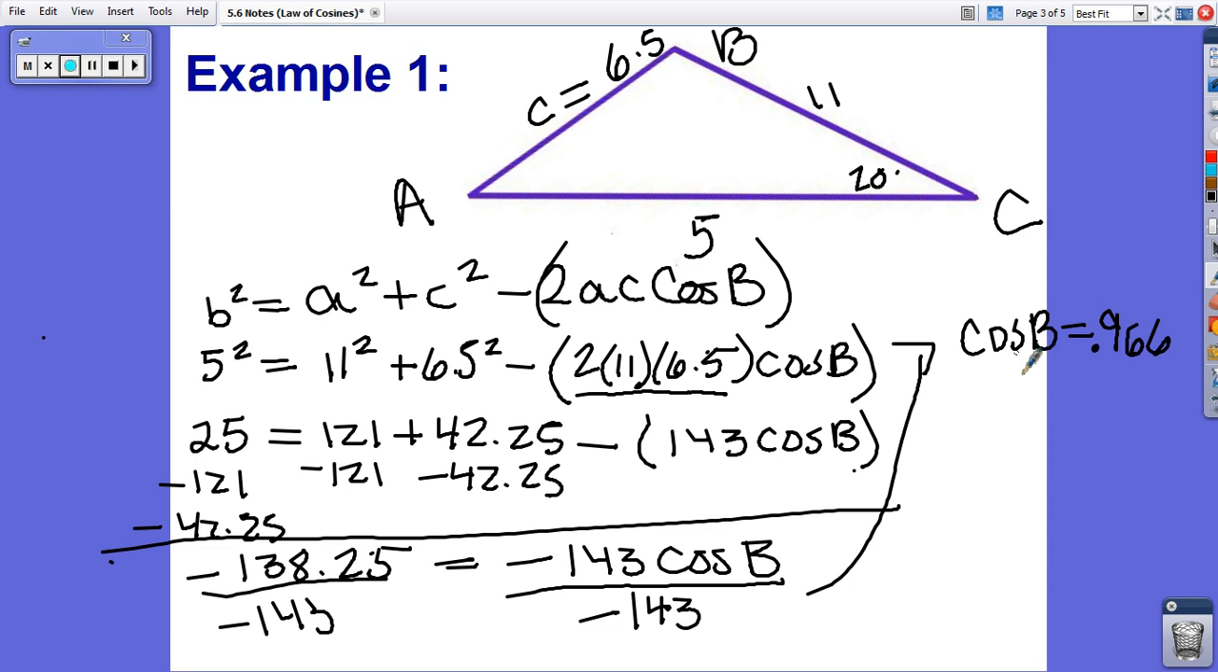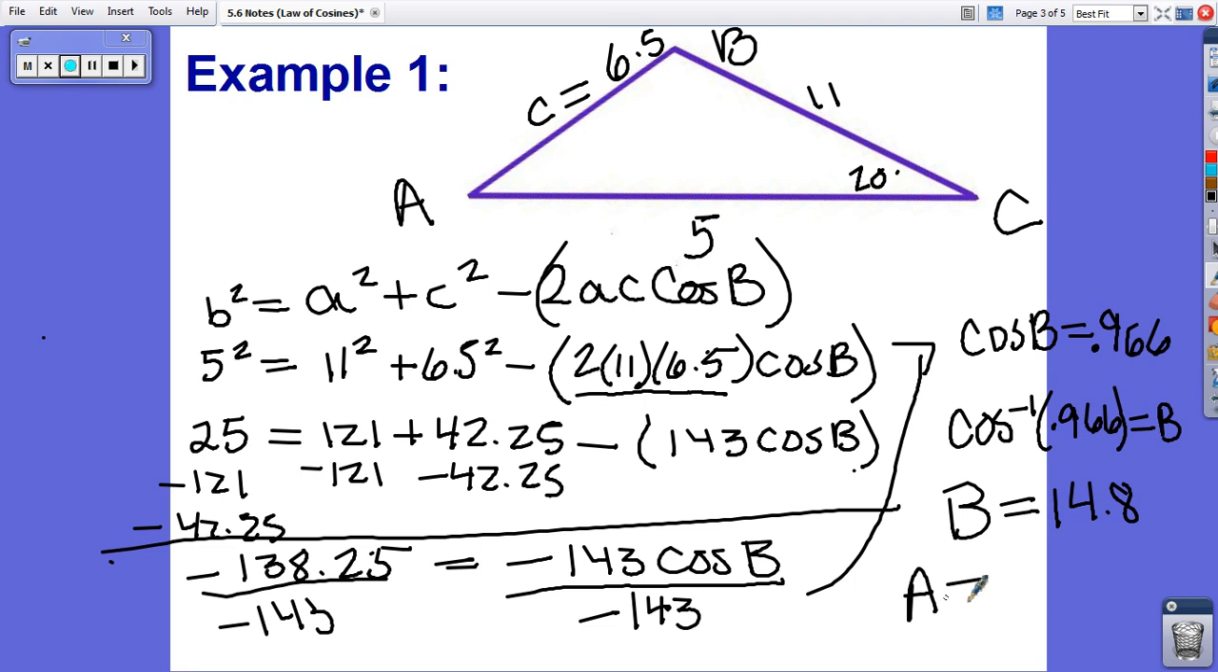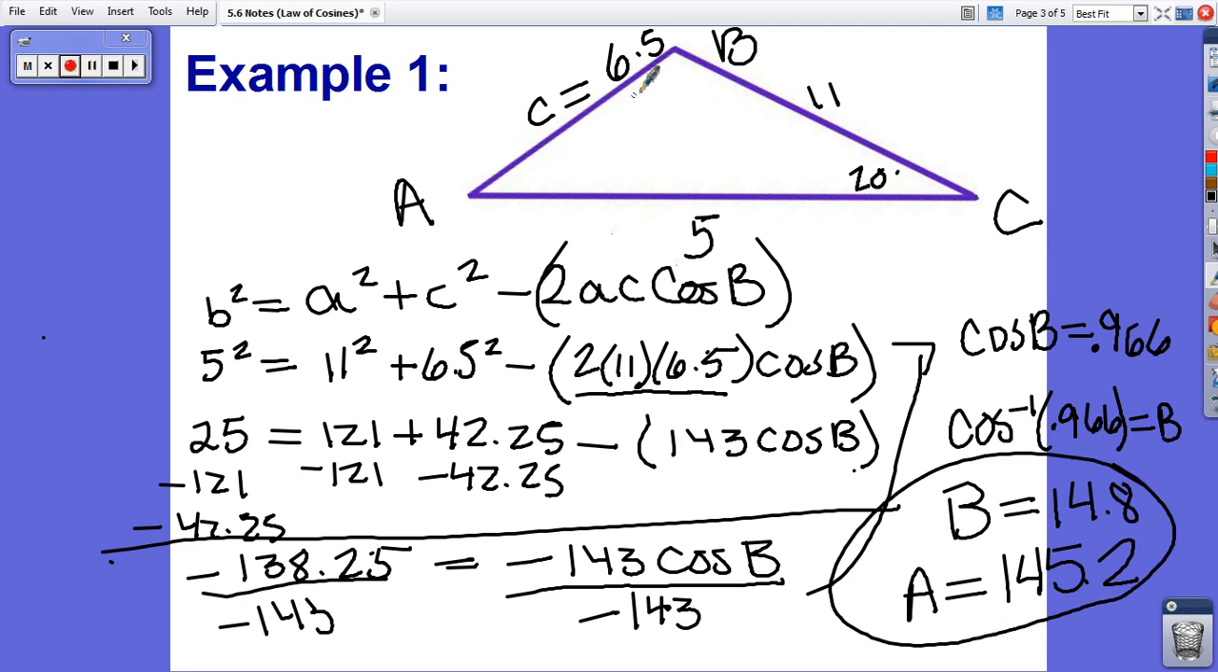And then in order to find the angle, we talked about this last time, in order to find the angle, you would have to use the inverse. So cosine inverse, arc cosine of 0.966, that long decimal, is equal to angle B. And you end up getting that angle B is equal to about 14.8. And if angle B is 14.8, you could subtract from 180 to get angle A, and you would get about 145.2. So these are two of them, and then we already found side C up there. So that would answer your question.